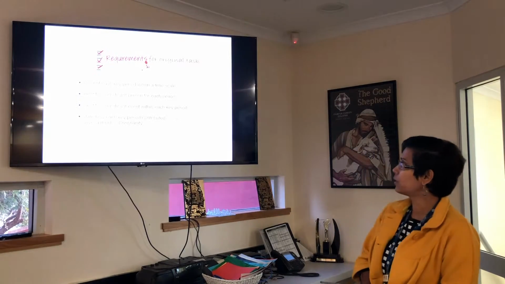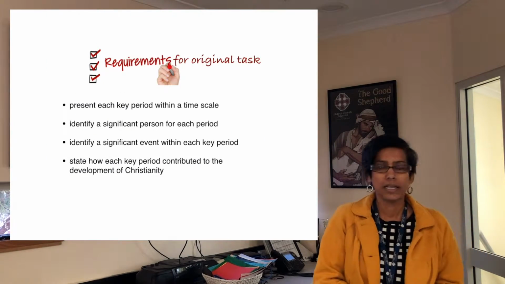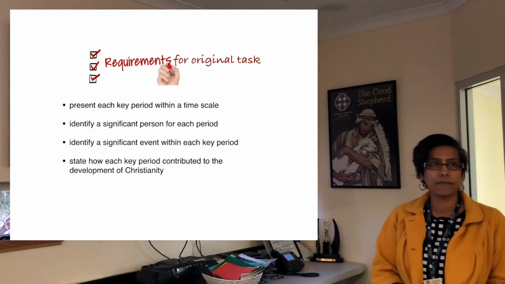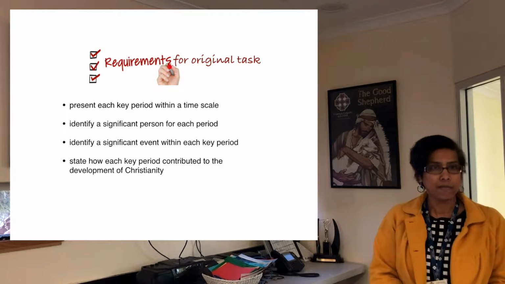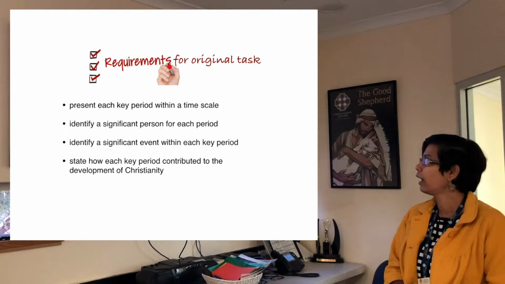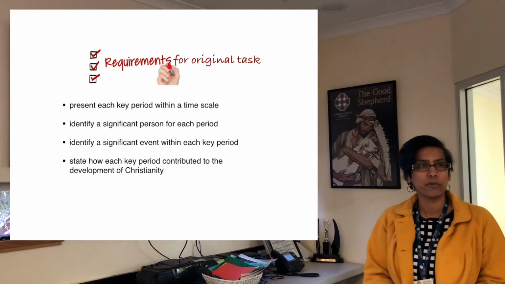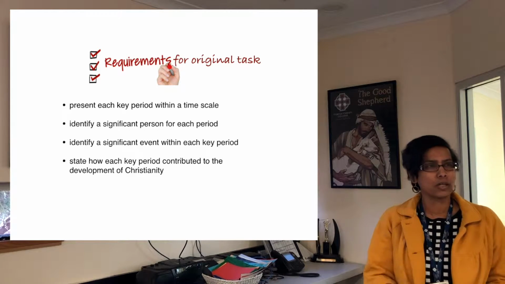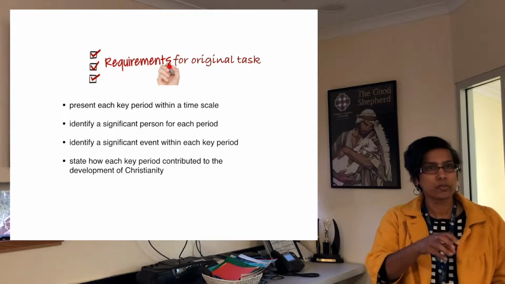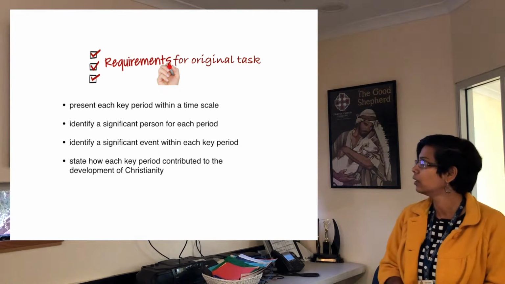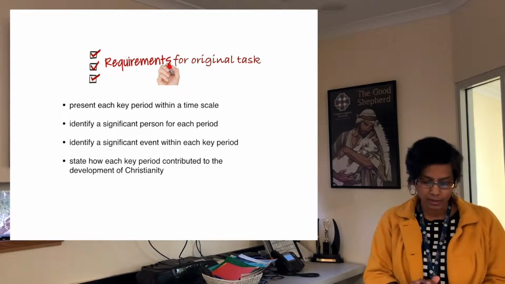The requirements for the task were that they had to present each key period on a time scale. They had to identify one key event per period and one key person per period. They also had to show a very short overview of each period, focusing on the significance of the contribution of that period toward the development of the religion itself. So that's the requirements for the task.